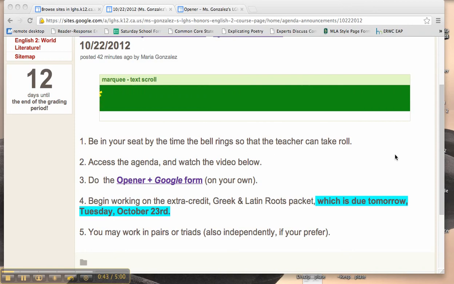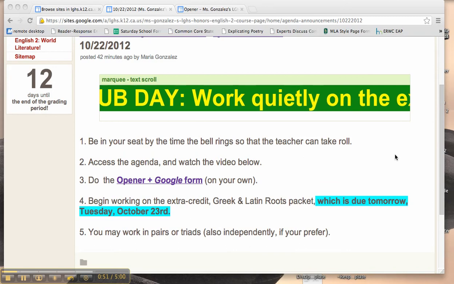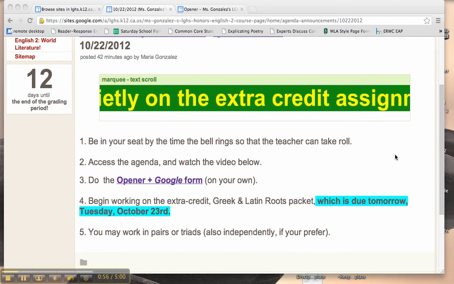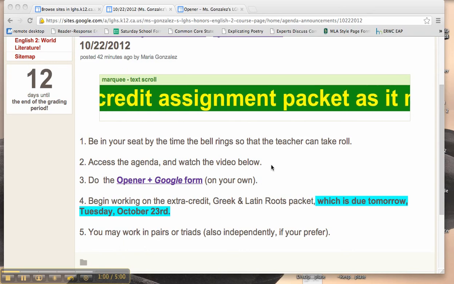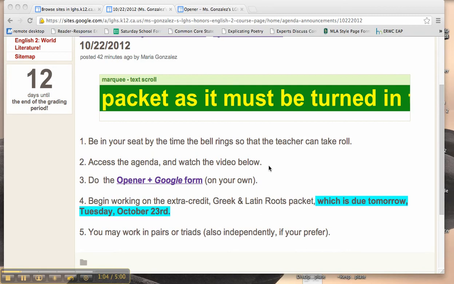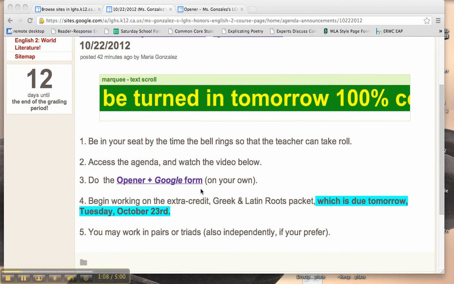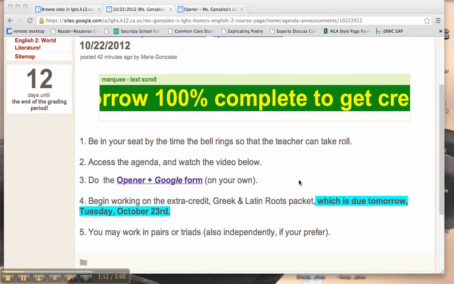Obviously, number one, you should be in your seat when the bell rings so that the sub can take roll. Immediately you have to access the agenda. Whether the sub tells you to do it or not, you got to do it on your own. You should have the link to my site, and that's where you find it. Watch the video below, but obviously I'm creating the video right now, so it's not embedded into the agenda yet. So you would watch that, and after that you need to immediately start the opener.